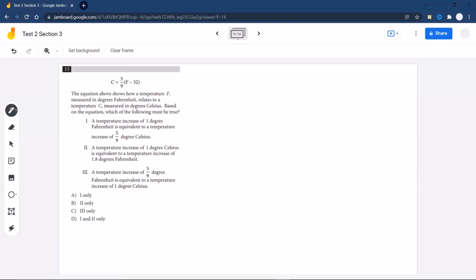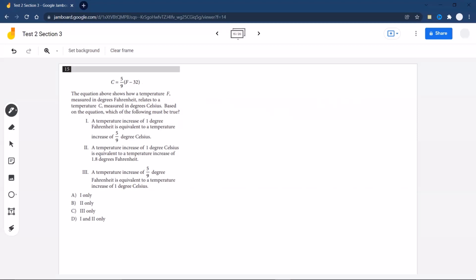Well, how do we figure out which of the following is true? Let's go through all the criteria, see what they mean, and compare them. So statement 1: a temperature increase of 1 degree Fahrenheit is equal to a temperature increase of 5/9 degrees Celsius. Let's check that out.